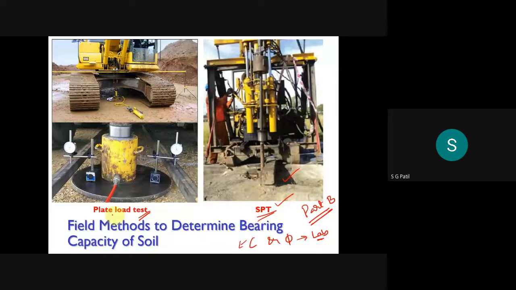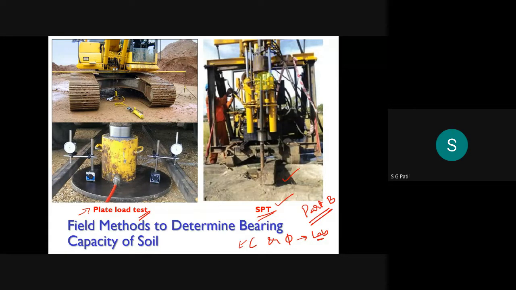Okay, so in some special cases, if you have a very important structure, then we will do the plate load test also. Both can be utilized to calculate the bearing capacity. So we will discuss these tests. First, I will discuss the standard penetration test.